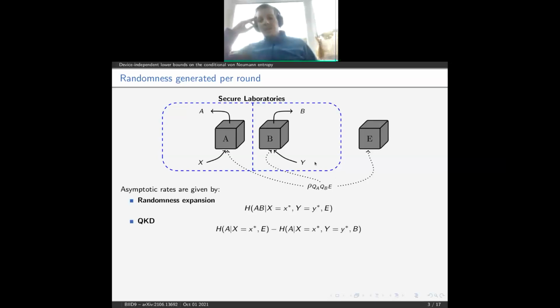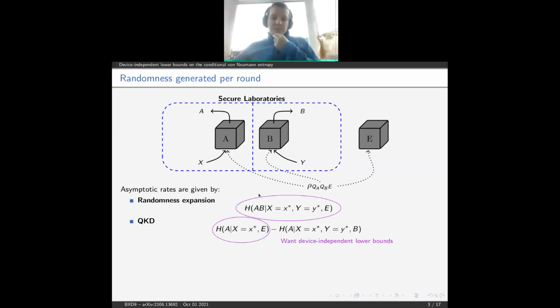Okay, but if we're interested in the randomness being produced by the devices, what measure of randomness are we going to use? It turns out the correct measure of randomness is the conditional von Neumann entropy. For example, if we're just interested in randomness generation, then we can look at the conditional von Neumann entropy of the outputs of both devices. Or if we're interested in generating a shared secret key, we can look at the Devetak-Winter bound. We can write it as the conditional von Neumann entropy of Alice's output given Eve's information, minus the conditional von Neumann entropy of Alice's output given Bob's information.